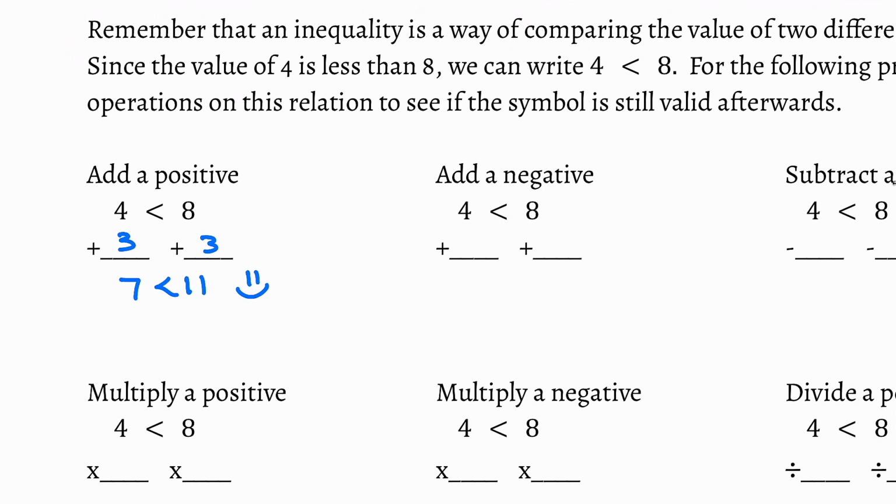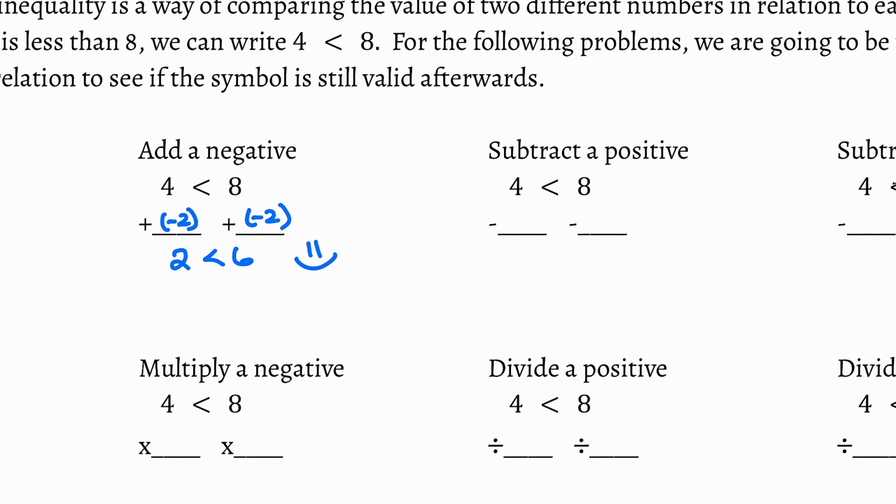What if I add a negative number? Let's say I add -2 to both sides. 4 plus -2, I get 2, and 8 plus -2 is 6. Notice that I still get 2 is less than 6. So I still have the left side smaller than the right side. That inequality still holds.